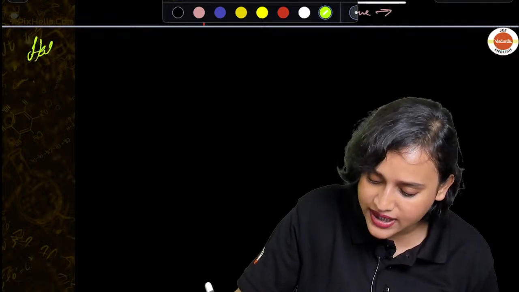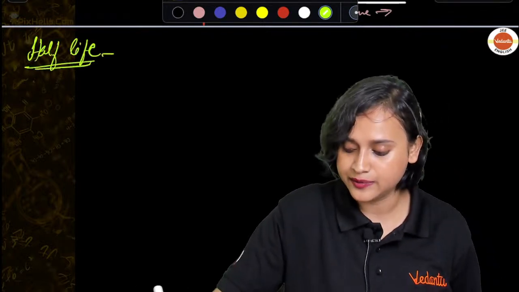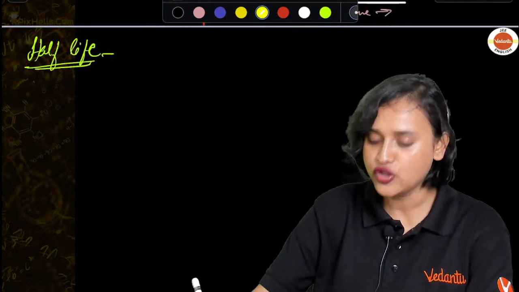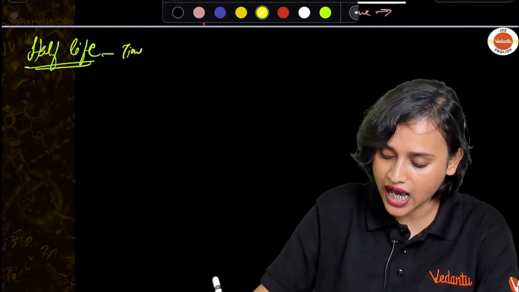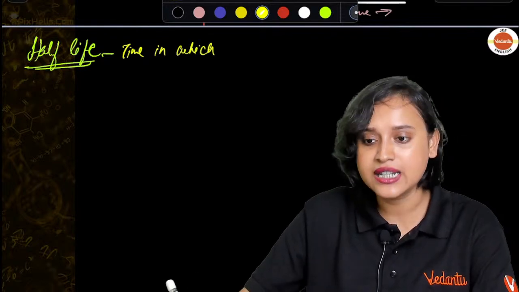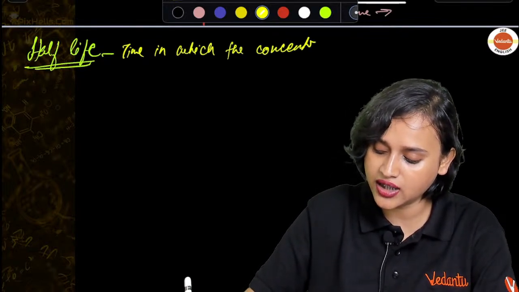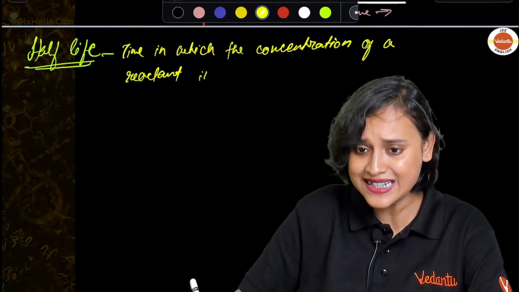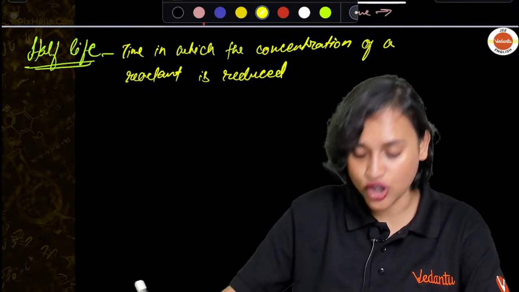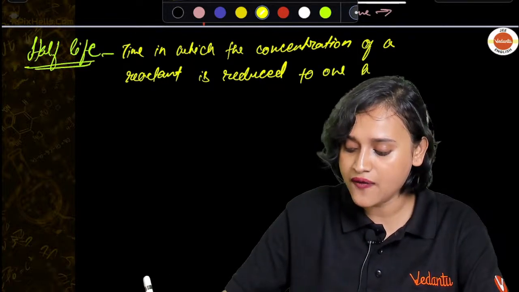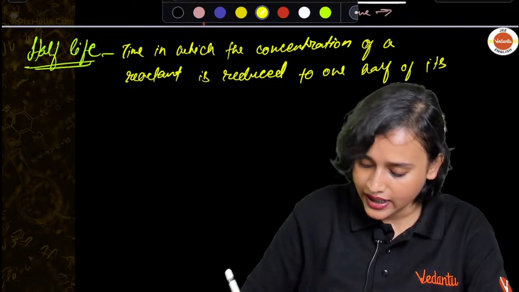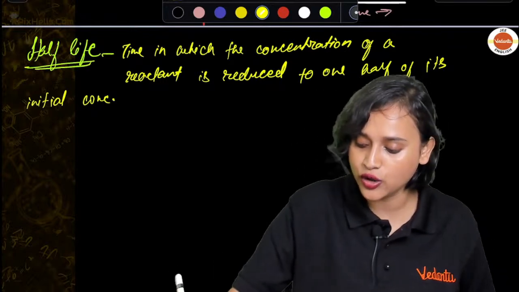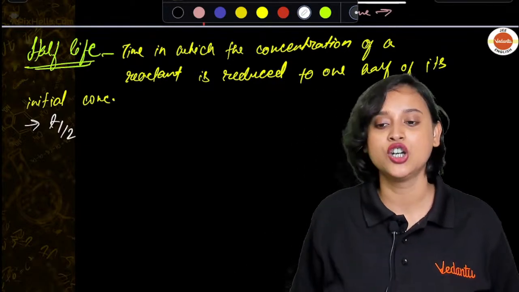Now, guys, let us move on towards half-life. What is half-life? The time in which the concentration of a reactant is reduced to 1/2 of its initial concentration. Let us write that down so that you are not confused. That, my dear student, is called your half-life. You denote half-life with T1/2, that is T half.